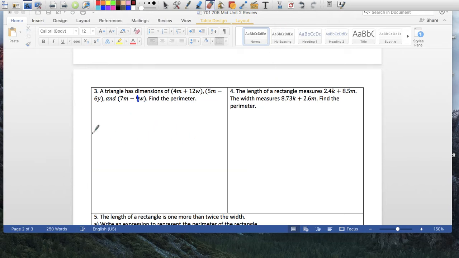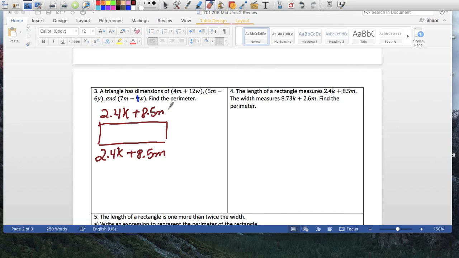We have a rectangle in the next problem, and again, do yourself a favor and maybe draw it out. It says that the length is represented by the expression 2.4k plus 8.5m, which means the other side is likewise the same value. And the width here is 8.73k plus 2.6m, and 8.73k plus 2.6m. Now we just have to add them.